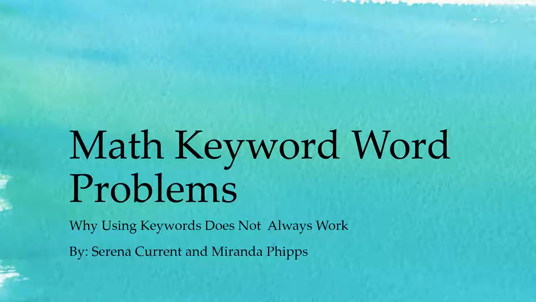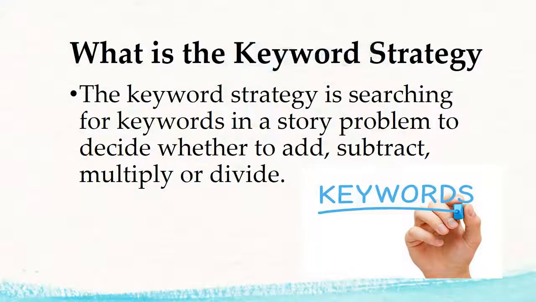Math keyword word problems. Why using keywords does not always work. The keyword strategy is searching for keywords in a story problem to decide whether to add, subtract, multiply, or divide. For example, a problem with the word left would indicate subtraction.